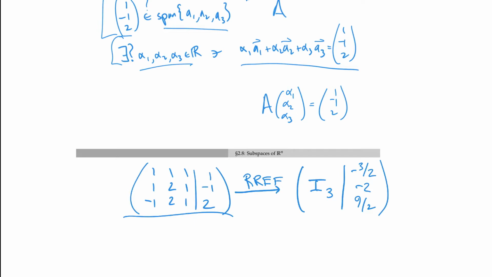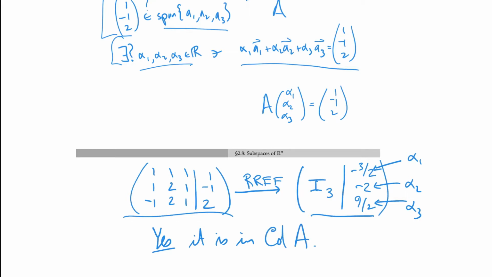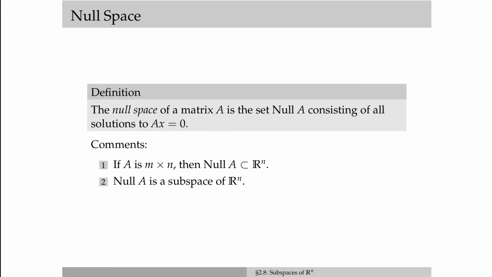My handy-dandy calculator tells me that the reduced row echelon form here is exactly this. And we see immediately then that alpha 1 is -3/2, alpha 2 is -2, and alpha 3 is 9/2. So, to answer the question, is that vector in the column space? We say yes. It is in the column space of A. Not so bad.